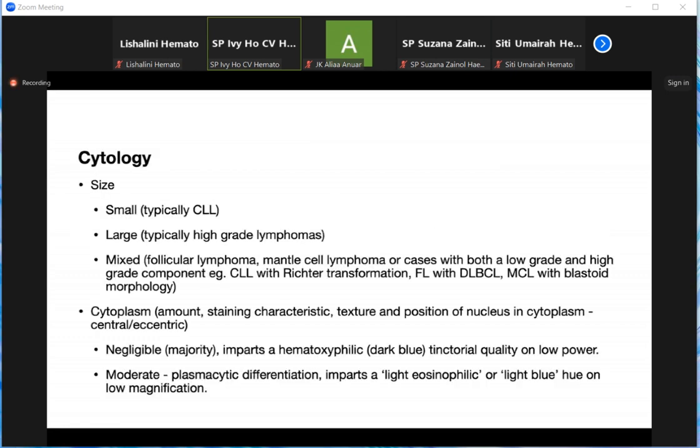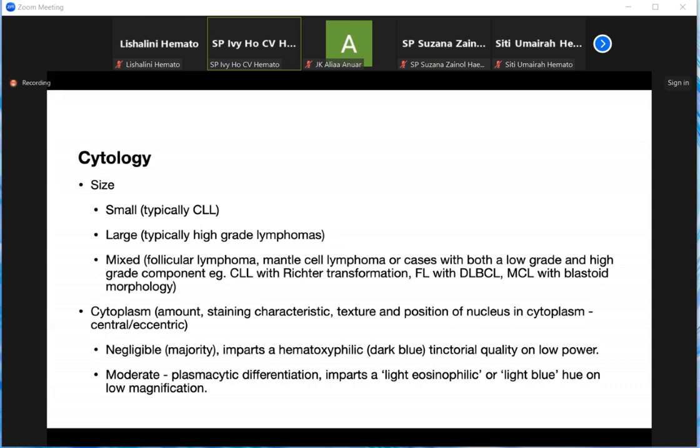For the lymphoid infiltrate, look at the cytology, the size of these lymphoid cells, whether they are small or large. If they are small, like for example in CLL, and large, typically in high-grade lymphomas, they tend to be large. Or it's a mixture of small and large cells, for example follicular lymphoma. You can have a mixture of small and large cells. We will go through it later when I talk about CLL and follicular lymphoma, why you can get a mixture of small and large cells.